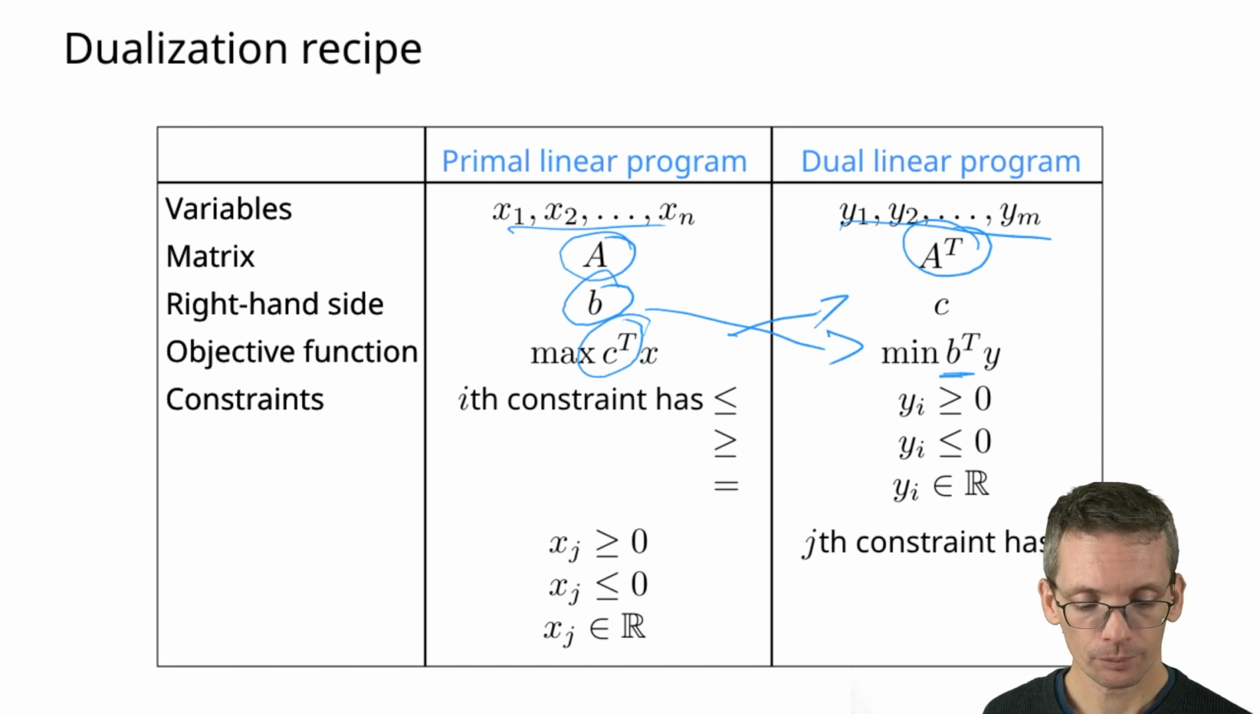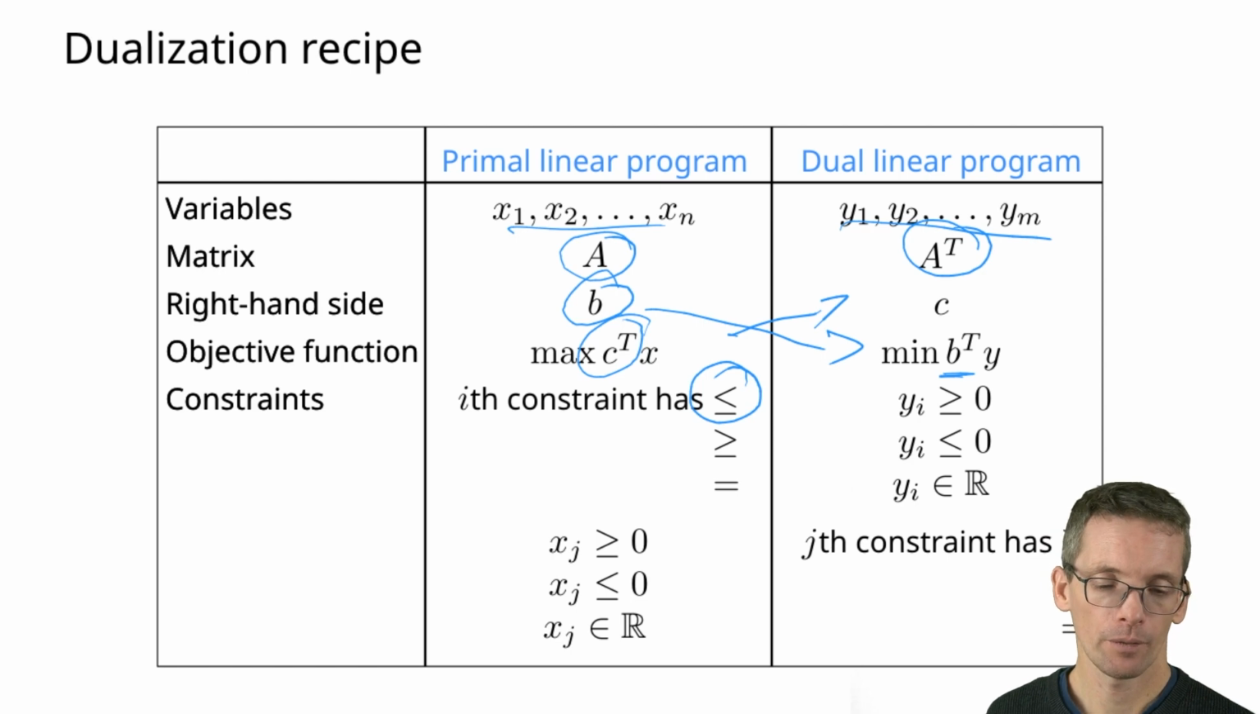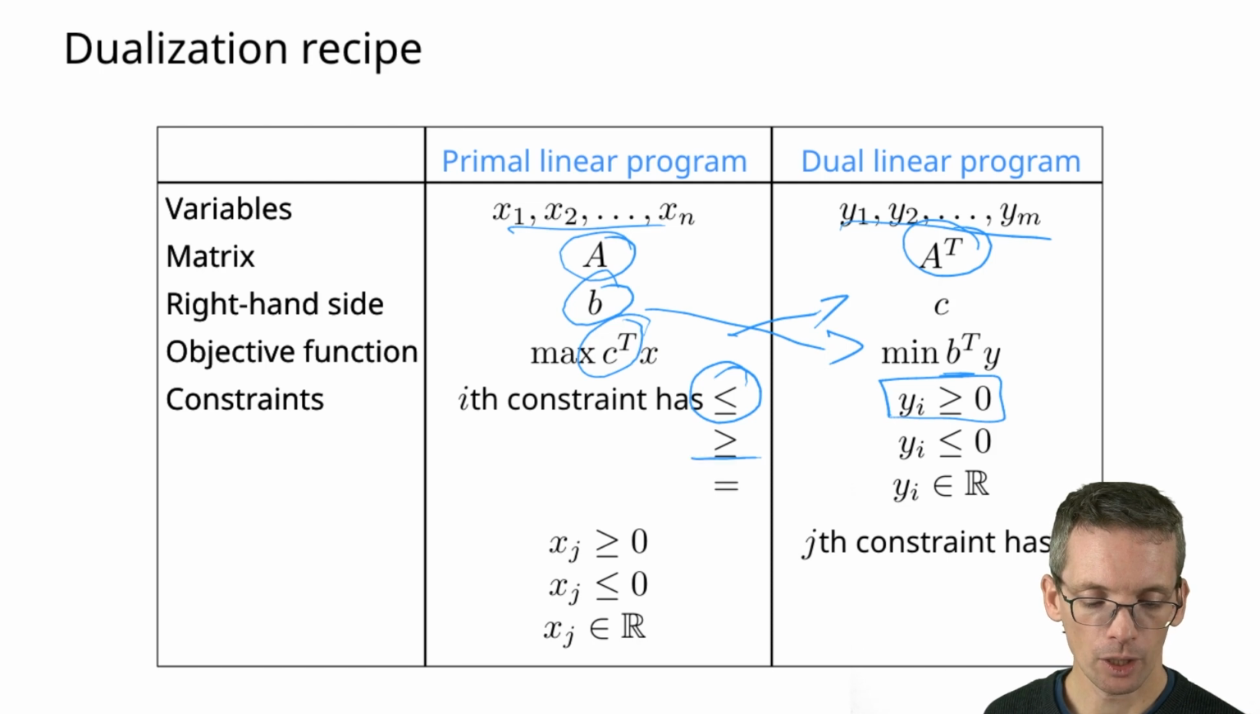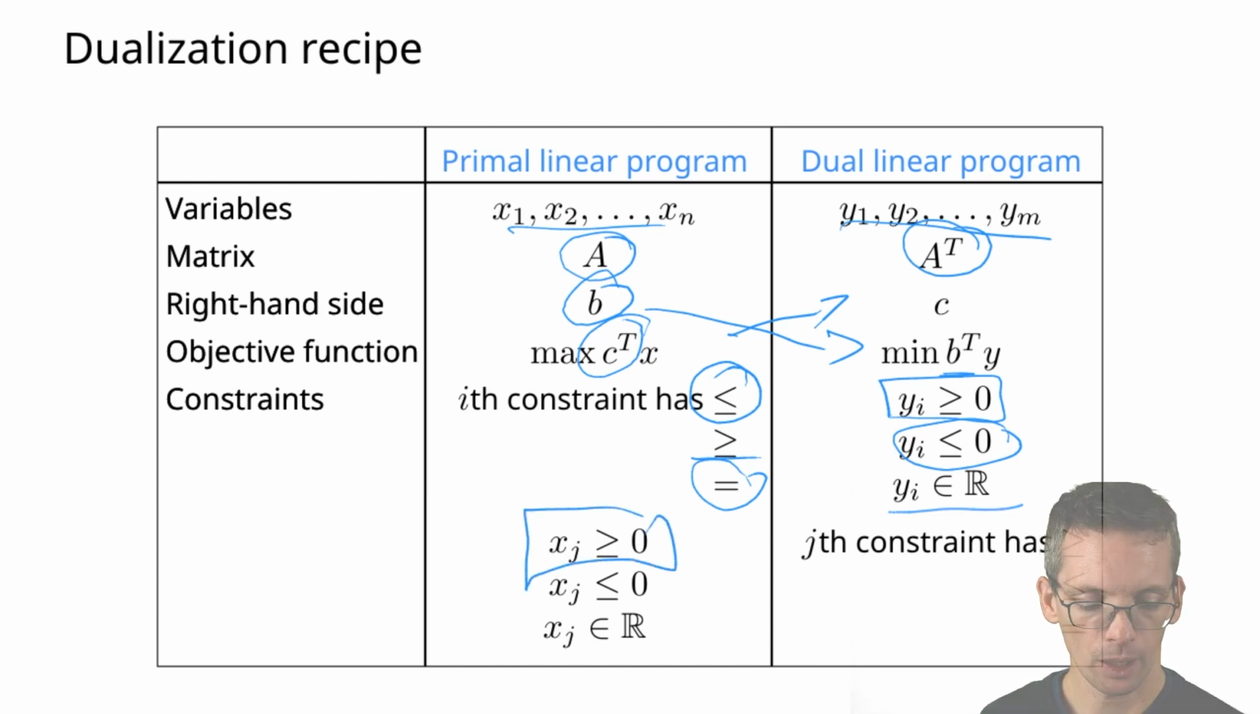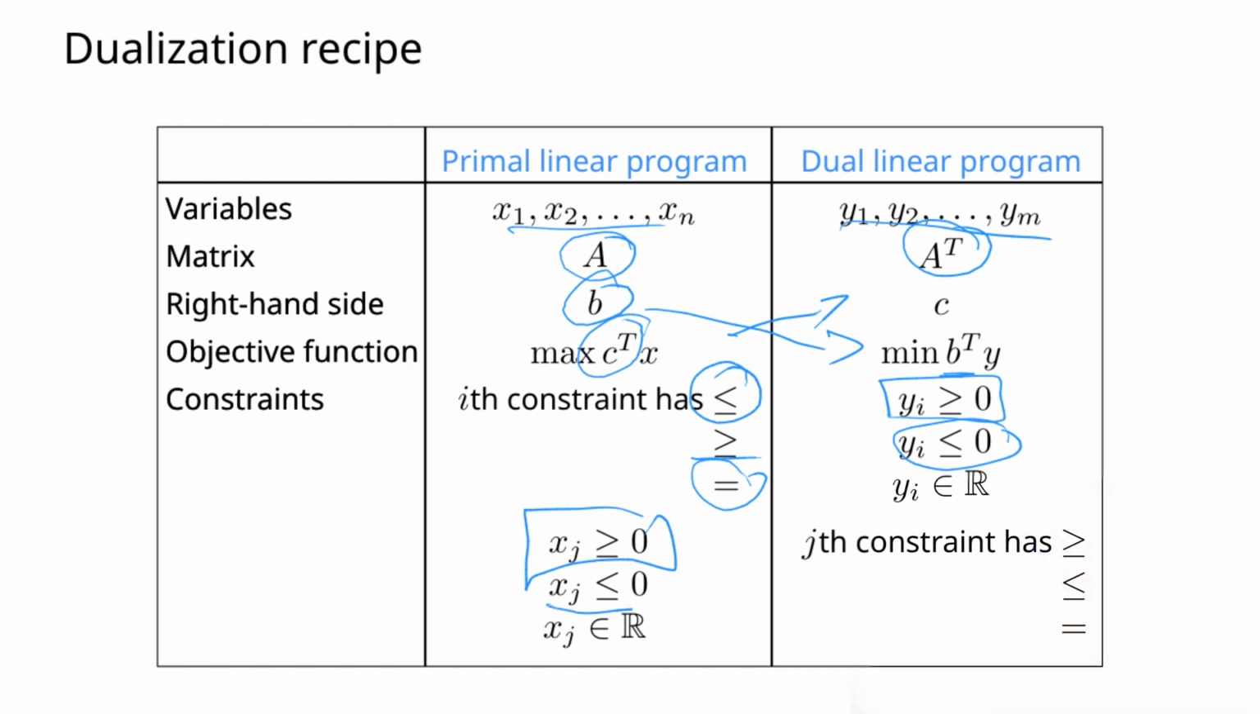Then a smaller-equal constraint in the primal will lead to a non-negativity constraint in the dual, while a larger-equal will give me essentially a non-positivity constraint in the dual, while equality will simply give no constraint on the dual variable as such. Similarly, a non-negativity constraint gives me a larger-equal here. If I had a non-positivity constraint, this would give me a smaller-equal, and if I don't have a constraint on the variable x_j here, this will give me a constraint with equality.